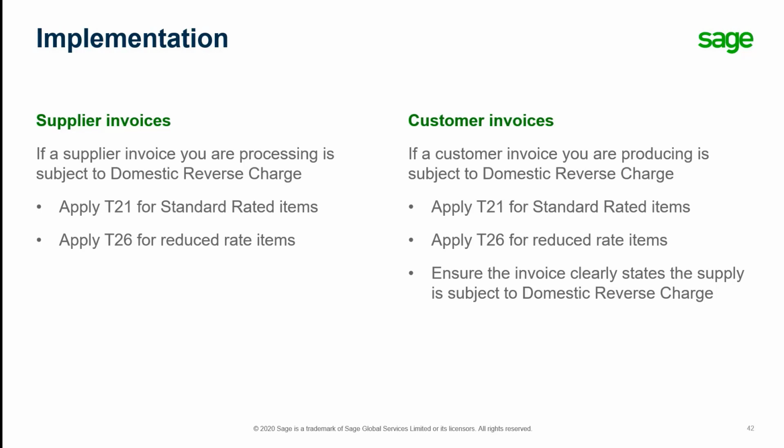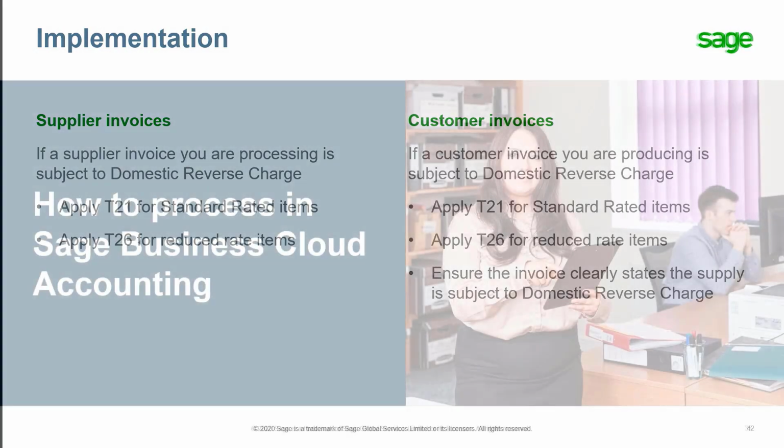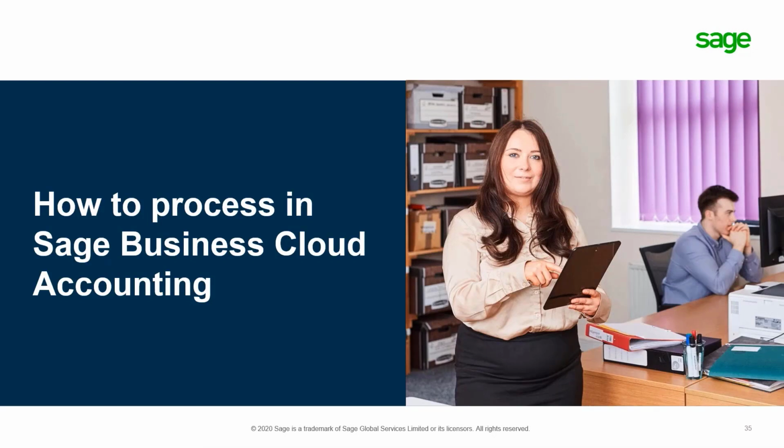And for your customer invoices, again, if they are subject to domestic reverse charge, use T21 for your standard rated items and T26 for reduced rate. Again, using these tax codes will ensure that the VAT return is impacted correctly, and it will also update the wording on your standard layouts. Standard layouts can easily be amended to add on logos and also layout preferences. So that sums up the new features and how to process in Sage 50 Cloud accounts.